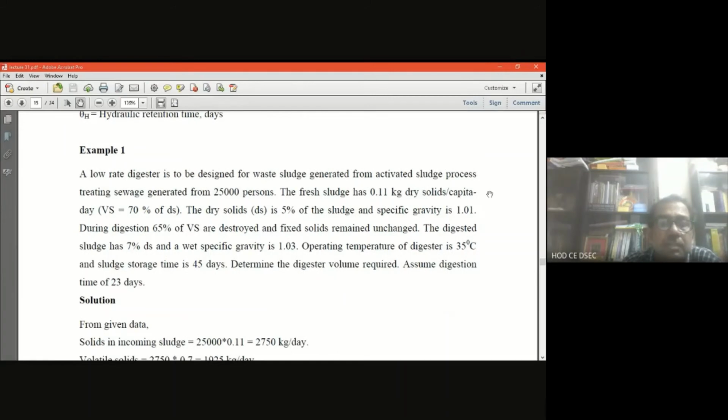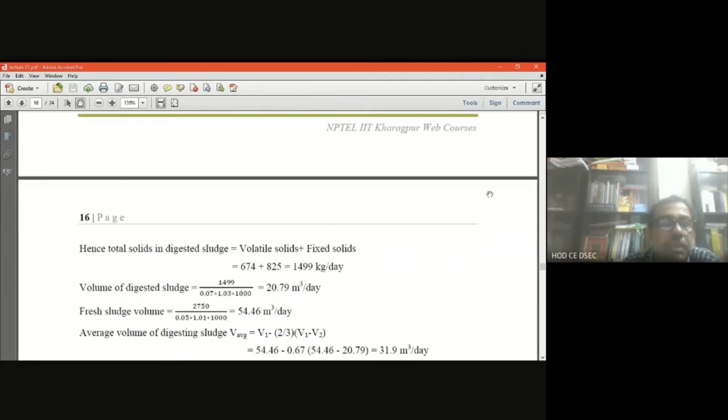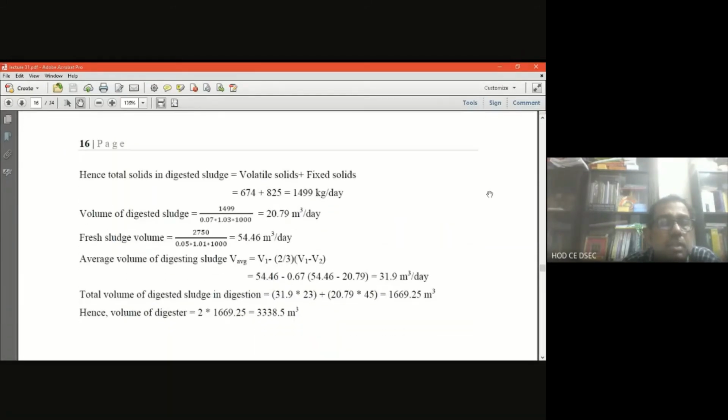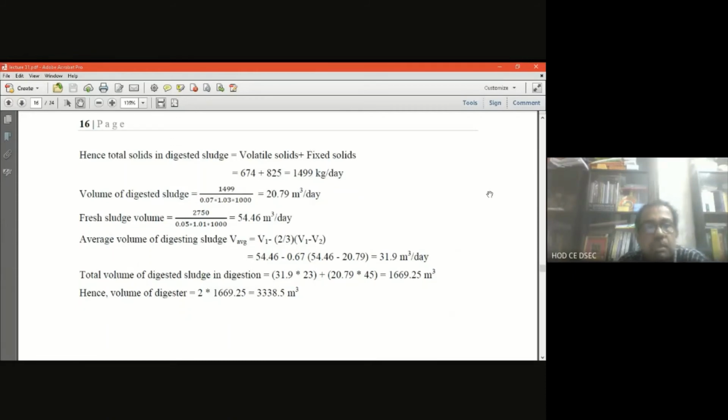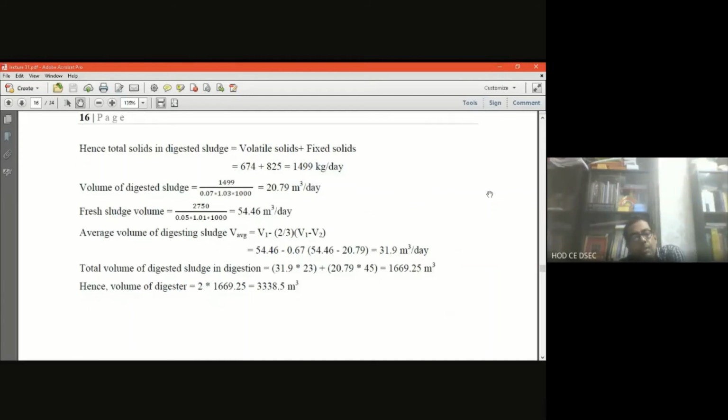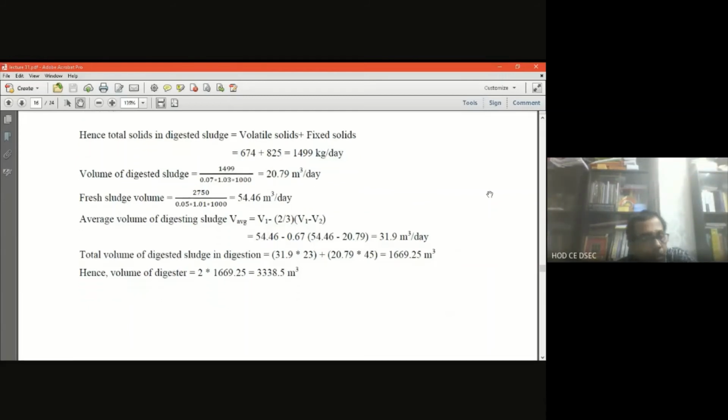And the sludge storage time will be multiplied with the volume of digested sludge. So this portion has to be clear in your mind, and you have to keep this portion in your memory. So this is one of the problems I have shown you.